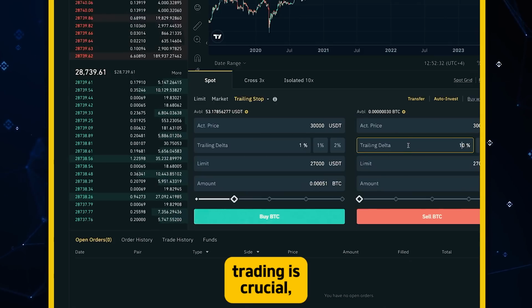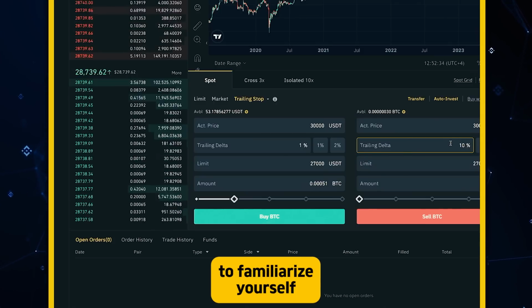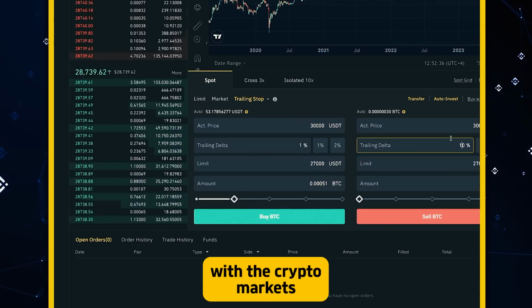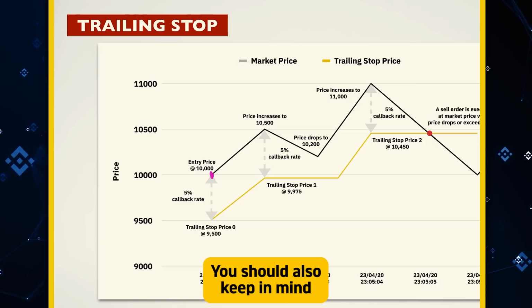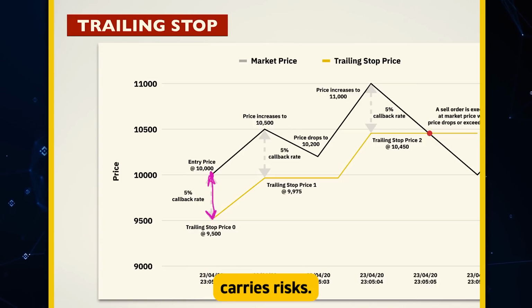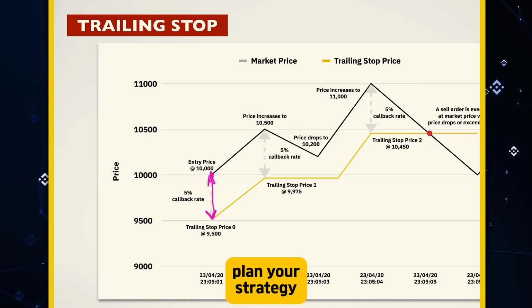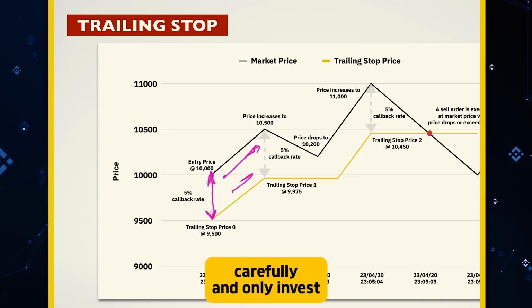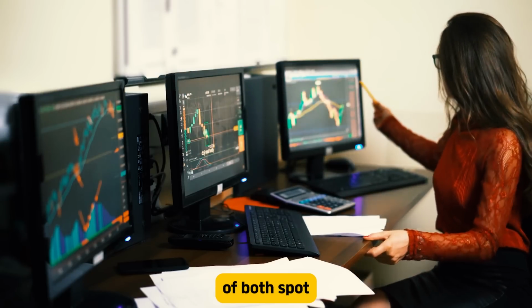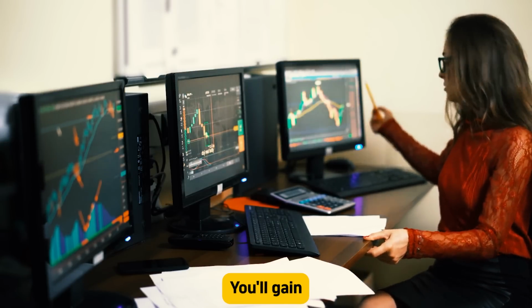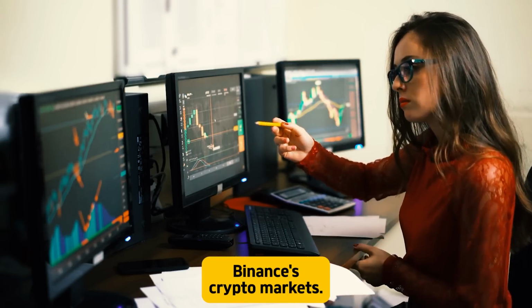Starting with spot trading is crucial, as it is a great way to familiarize yourself with the crypto markets and gain a better understanding of the assets you're holding. You should also keep in mind that all trading carries risks. It's important to research, plan your strategy carefully, and only invest what you're willing to lose. With time, practice, and a good understanding of both spot and futures trading, you'll gain confidence in navigating Binance's crypto markets.